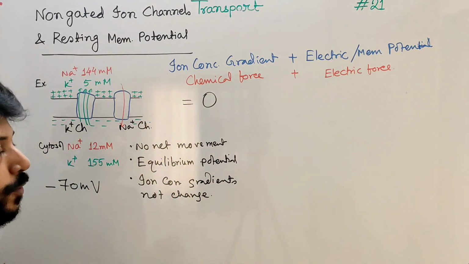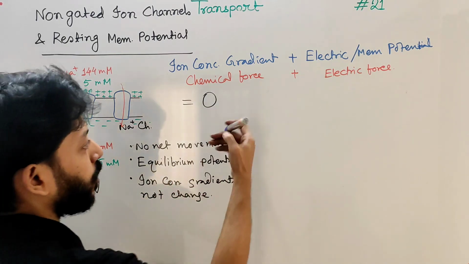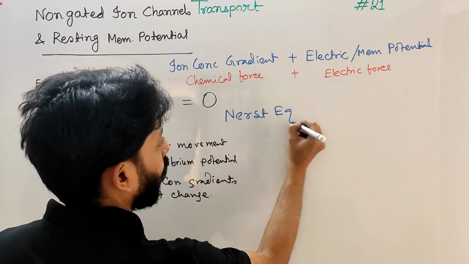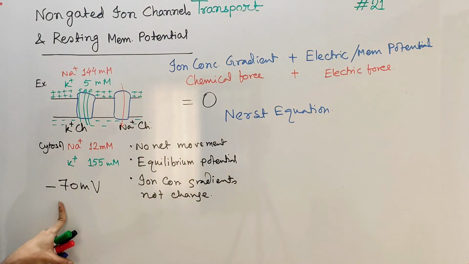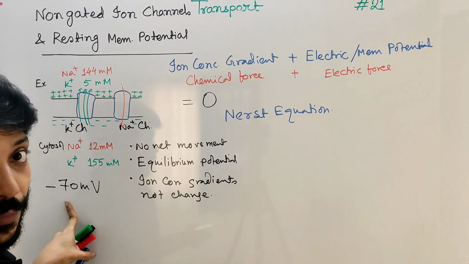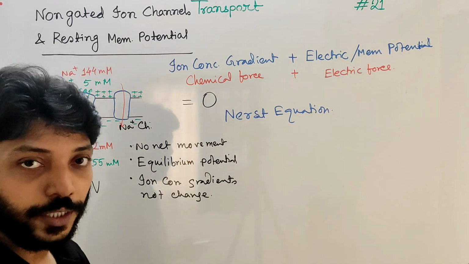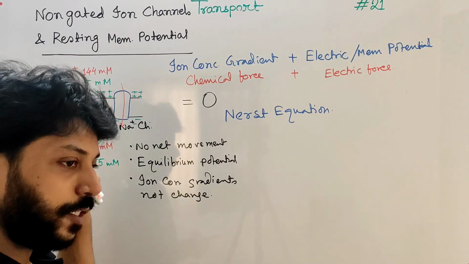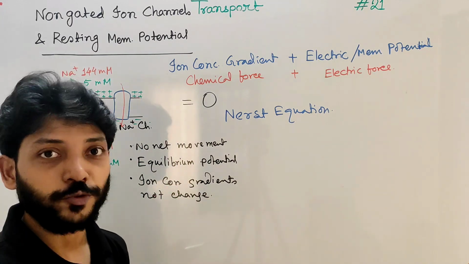Then it is called equilibrium potentials, and from here we will derive one equation called the Nernst equation. The Nernst equation is very important, and from this equation we will get a value very close to minus 70 millivolt. This is called the electric equilibrium potential. Another point you have to understand is that during resting membrane potential generation, the ion concentration gradient does not change.